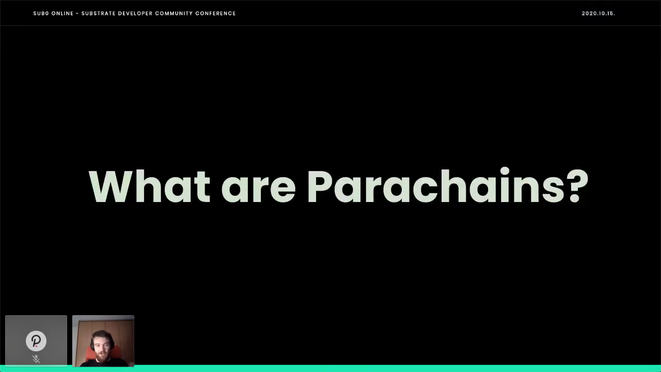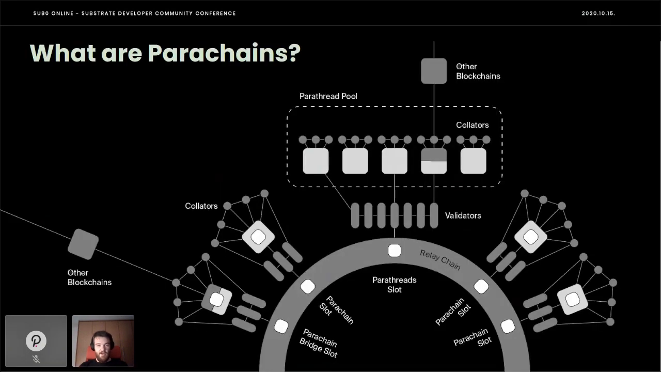So what are Parachains actually? Parachains are blockchains, as you probably know, but they are special as they are connected to the so-called relay chain. And when connected to the relay chain, they share the security. So that means shared security: if somebody wants to attack your Parachain, they need to attack the relay chain, because the relay chain secures your Parachain.